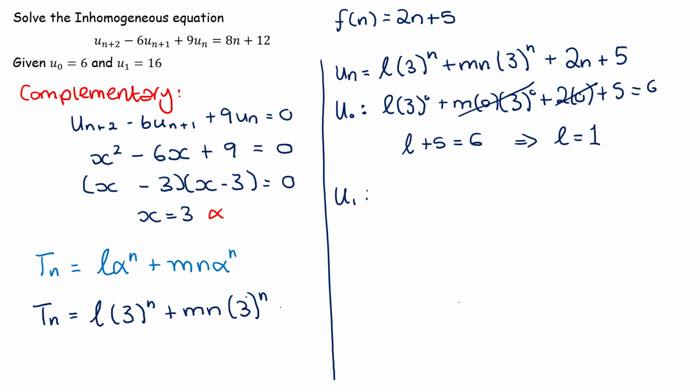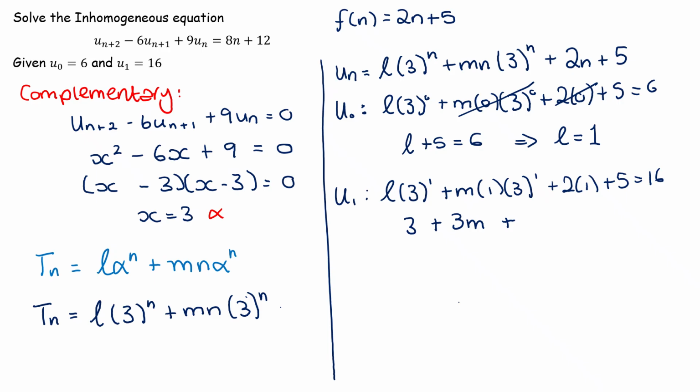u1 then is L times 3 to the power of 1, plus M times 1 times 3 to the power of 1, plus 2 times 1 plus 5, and that all equals 16. We also know L is 1, so this is just going to give me 3 plus 3M plus 2 plus 5 equals 16. So 3M gives us 10, so that's going to equal 6, and M equals 2.